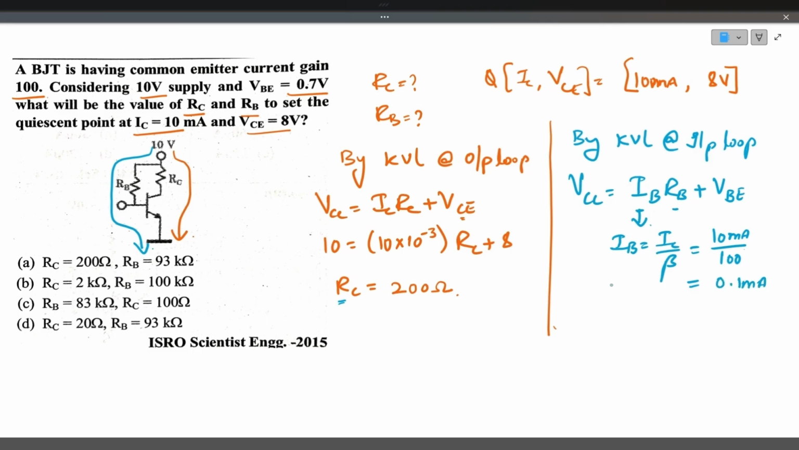So substitute the IB value there. VCC is 10 volts, IB is 0.1 milliamps, the base resistance is not known, and VBE is given as 0.7 volts. By substituting these values, you will get RB is equal to 93 kilo ohms. So the base resistance RB is 93 kilo ohms and the collector resistance RC is 200 ohms. So now the answer is option A.